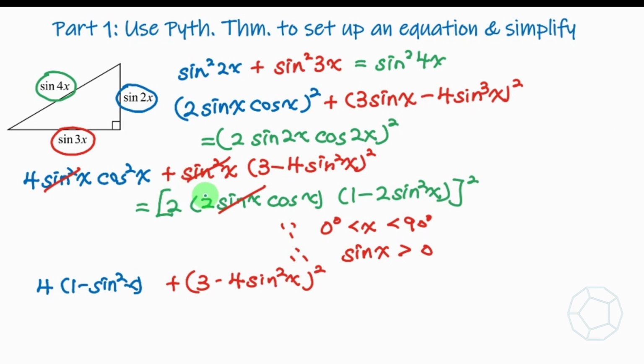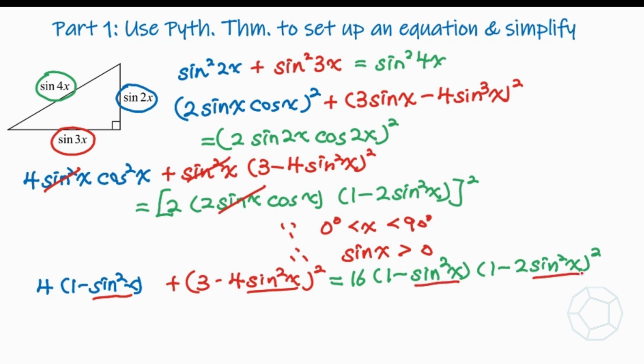And for the right hand side, we have 2 times 2, which is 4, and an extra square, so it is equal to 16. And then for cosine squared x, we apply the identity to get 1 minus sine squared x. And we also have an extra (1 minus 2 sine squared x) whole squared. Now take a look at these terms, sine squared x.